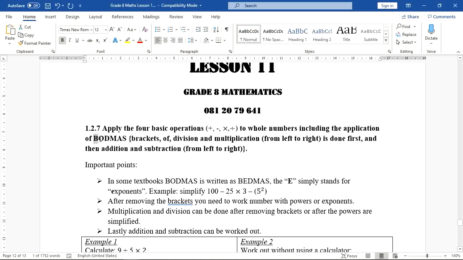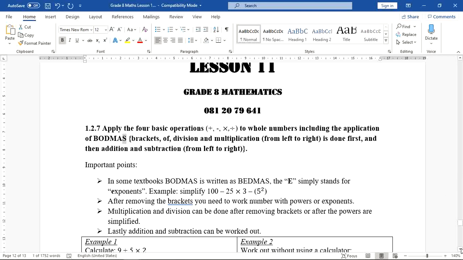And then after that, we should now go to O. Now, in some textbooks, the O is written as the E, so it will sound as BEDMAS. The E simply stands for exponents. If there are any exponents, that is what you work out first. Then you work out division. If there's no division, you go to multiplication. Like in this example, there's no division here. You go to multiplication, and then after multiplication is addition and then subtraction. That is what we call the order of operations. So after removing the brackets, you work out the numbers with powers or exponents, then you multiply, you divide, and lastly you do the addition and the subtraction.